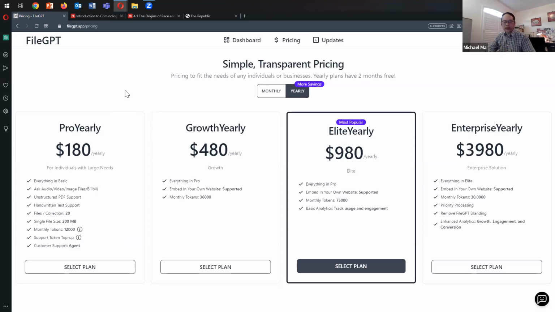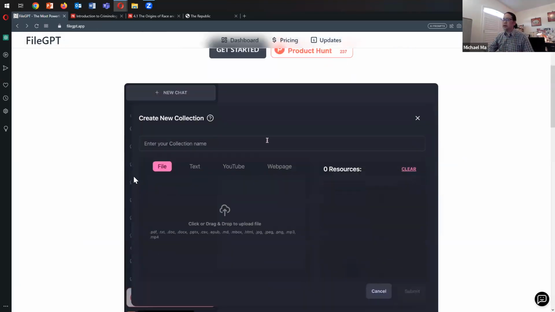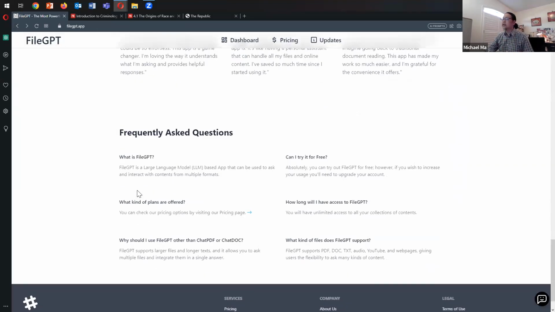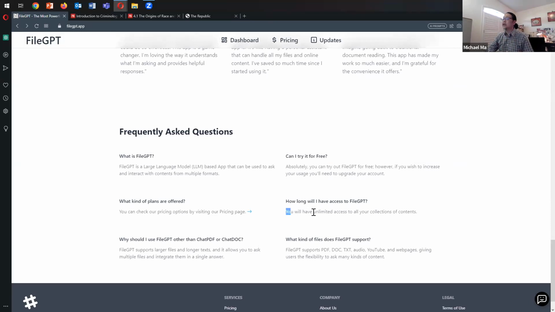But it doesn't tell you actually what the price is or what is allowed on the free account. Many of the other competitors do tell you that you have a certain amount of tokens, or a certain amount of credits, or a certain amount of prompts per day. This one doesn't tell you that. If you go right back to that page, it does say you will have unlimited access to all your collections. So how long will I have access to it? It's basically saying it will never expire.